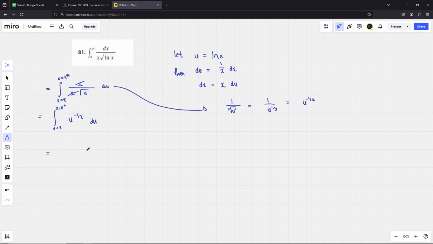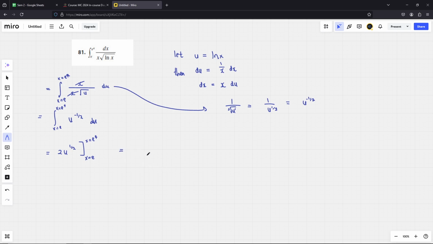So let's integrate this function. This is going to be u, and if I add 1 to this exponent, this is going to be a half, and then the rule says to divide by the result. If we divide by a half, that's the same thing as multiplying by 2. So this is our antiderivative. And then obviously we have the bounds from x equals e to e to the 4.